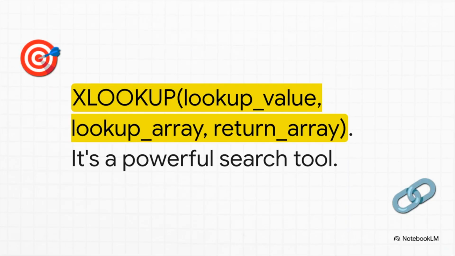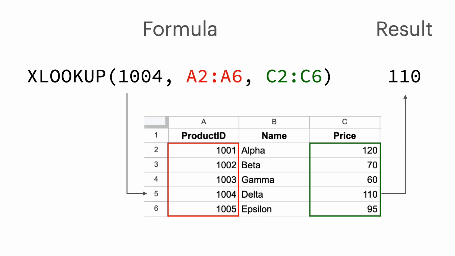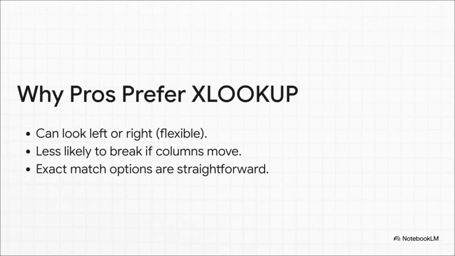And it's designed around 3 simple questions. What are you looking for? Where should I look for it? And what should I bring back when I find it? That's all it needs to know. Look at how this works in practice. This formula says, take the product ID in cell A. Go search for it in the main product ID column. Once you find a match, jump over to the price column and give me the price that's in the same row. It's so powerful.